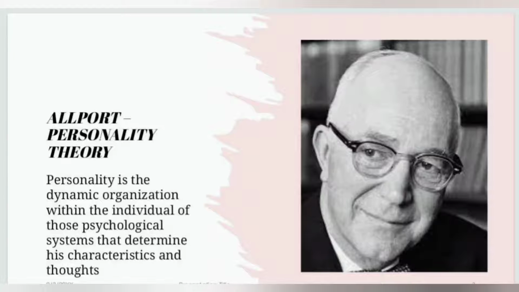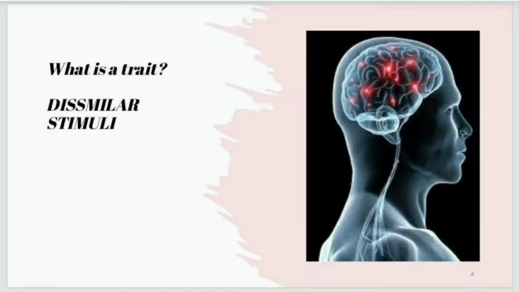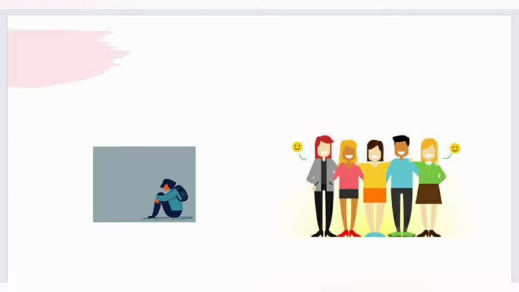According to Allport, personality is the dynamic organization within the individual of those psychological systems that determine his characteristic behavior and thoughts. What is a trait? A trait is a neuropsychic system that exists but is invisible. It is located in certain parts of the nervous system. Similar stimuli arouse the trait within the person. For example, a college man's shyness is aroused when he is in a social gathering. He tries to avoid these gatherings and runs away from them.